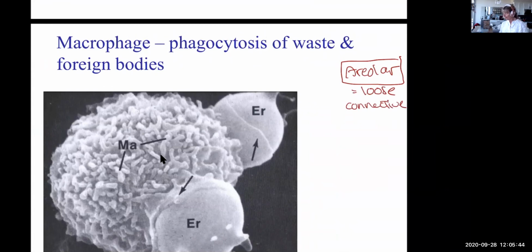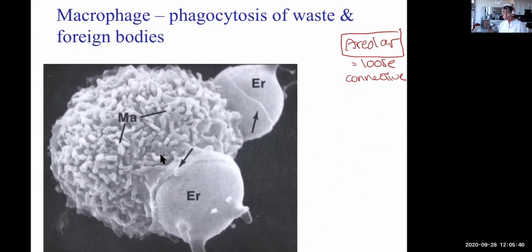Macrophages are gobbler uppers of foreign bodies, pathogens that you have in your body. Things like viruses and bacteria, for example. They activate the immune system.